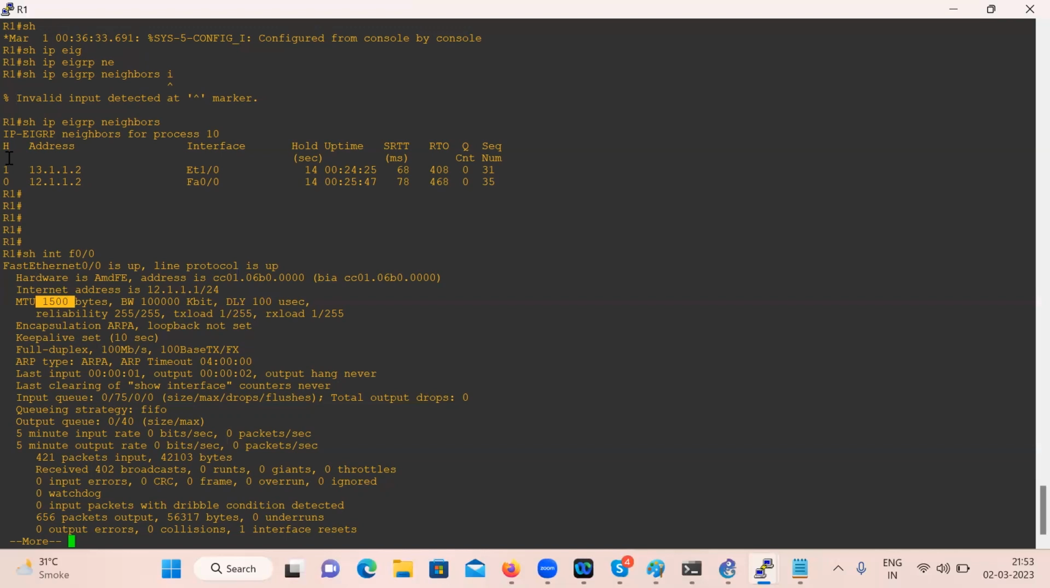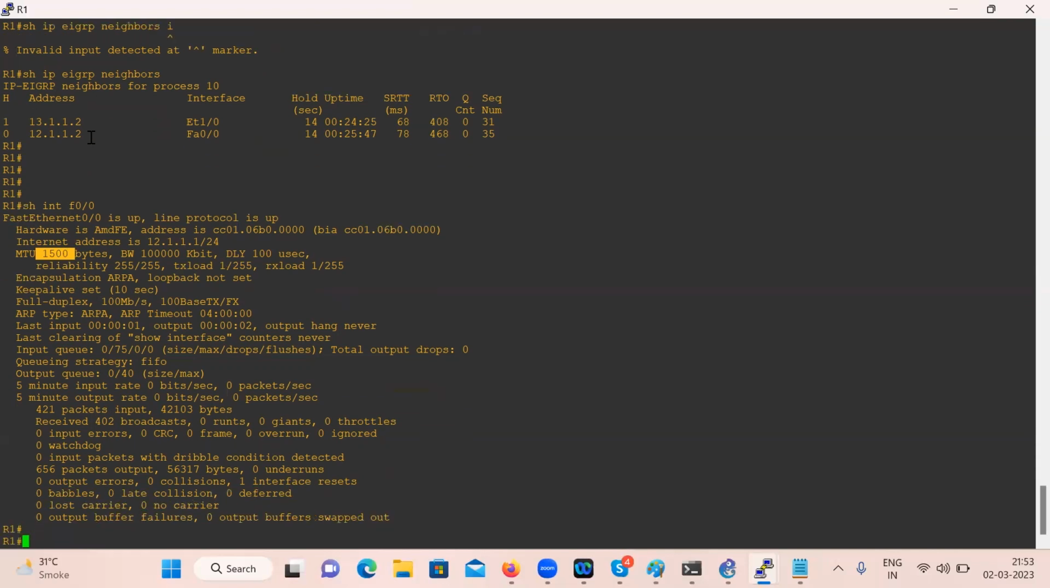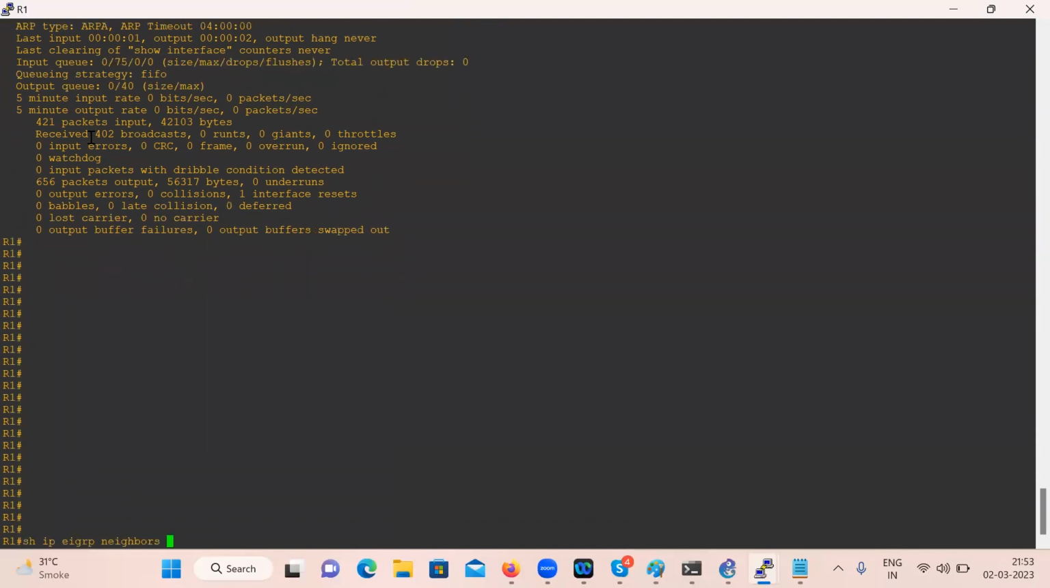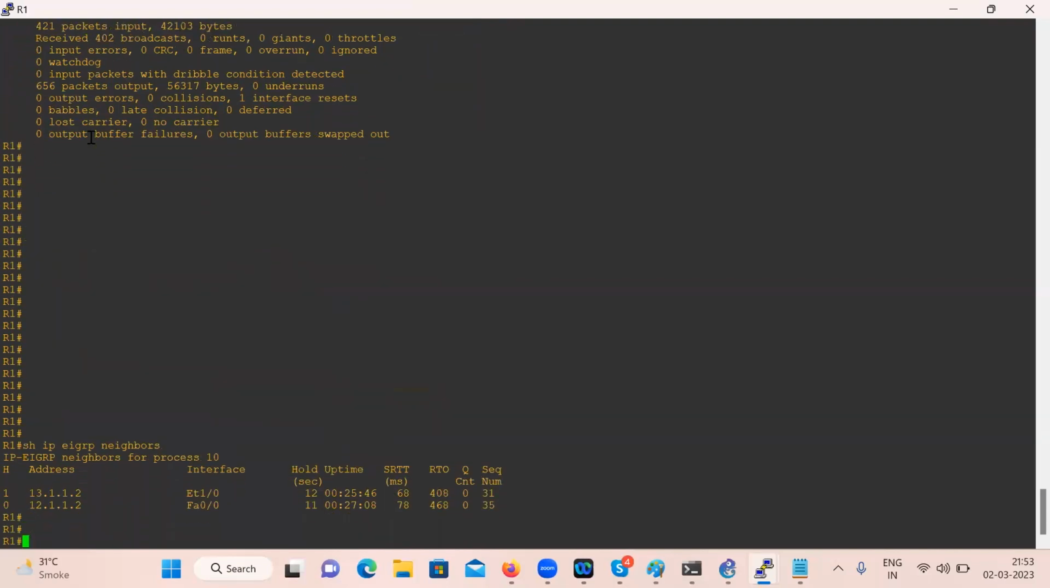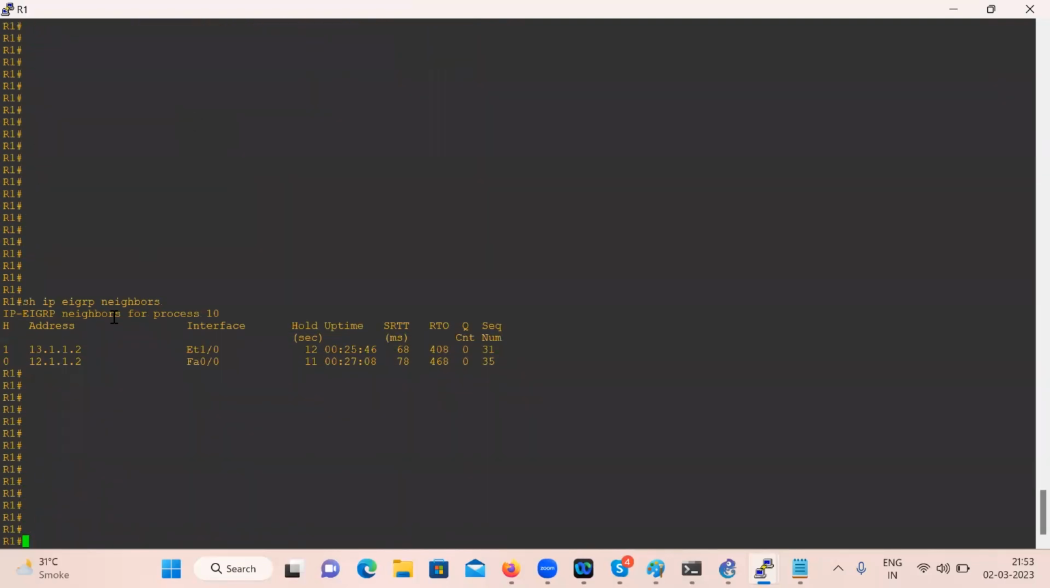Okay. So now, show IP EIGRP neighbor. As per the neighborship, this is the sequence number. This is 0, this is 1, this will come like 2, 3, 4, something. The first neighbor is 12.1.1.2. The first neighborship router 1 has formed is with router 2, on which we have configured the IP address 12.1.1.2. The second neighbor is 13.1.1.2, which is router 3.